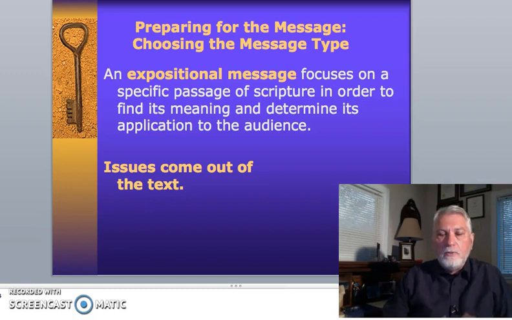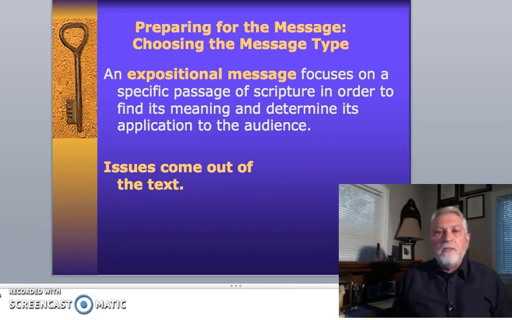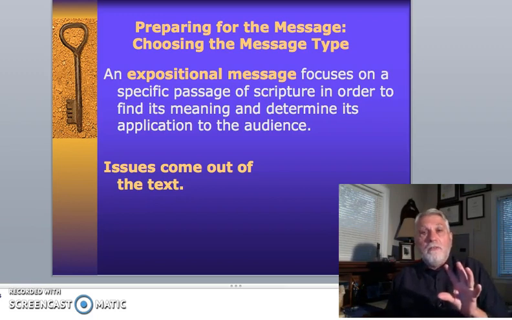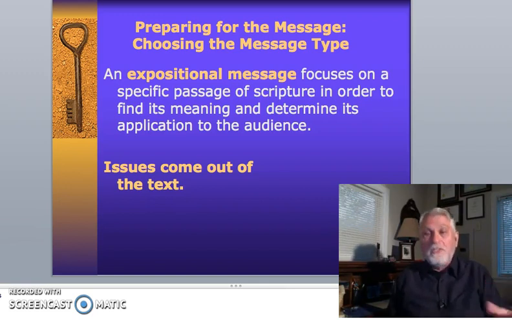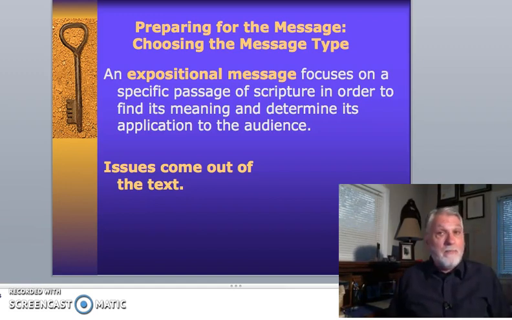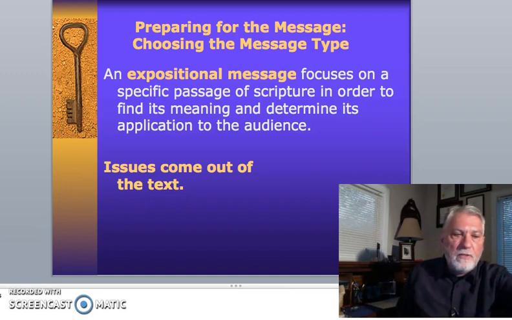You're not coming to the passage with the ideas already in your mind. You are approaching the passage and the issues are coming out of the text. You will be allowing the passage to raise the points and set the agenda for the message. I guess you'd say that the passage of the Bible is in charge. You're just exposing what's in there. So let the passage speak for itself. After all, if the Bible is inspired by God, then God is speaking through that passage, and it's best that you let him speak. So that's what an expository or expositional message is all about in a very direct way.